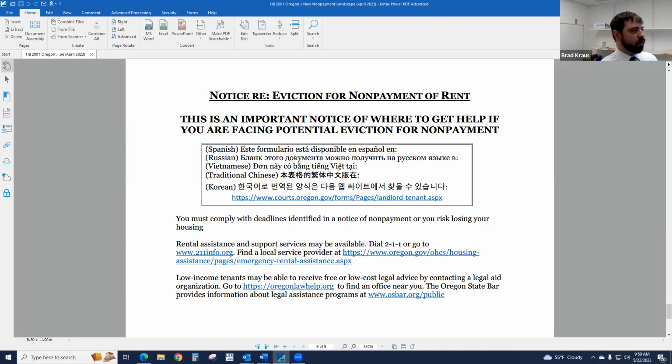All right. Any other questions with respect to HB 2001 and the chaos it causes? One final takeaway just with HB 2001, folks: evictions are becoming much more extended and much more prolonged.